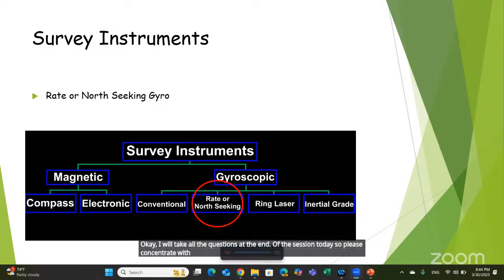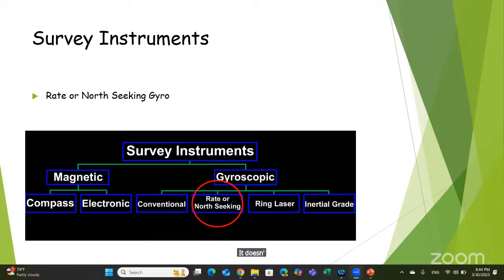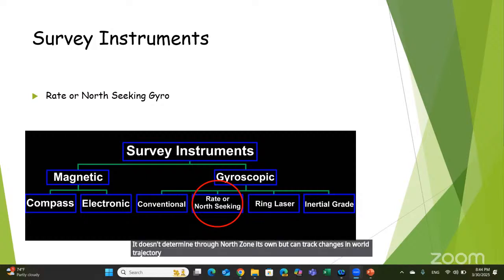Also, the rate gyro measures the rate of angular change in wellbore orientation over time. It doesn't determine true north on its own, but can track changes in well trajectory. The limitations of the rate gyro are that it requires an initial reference and cannot determine absolute north. It drifts over time, as small errors accumulate in long runs.